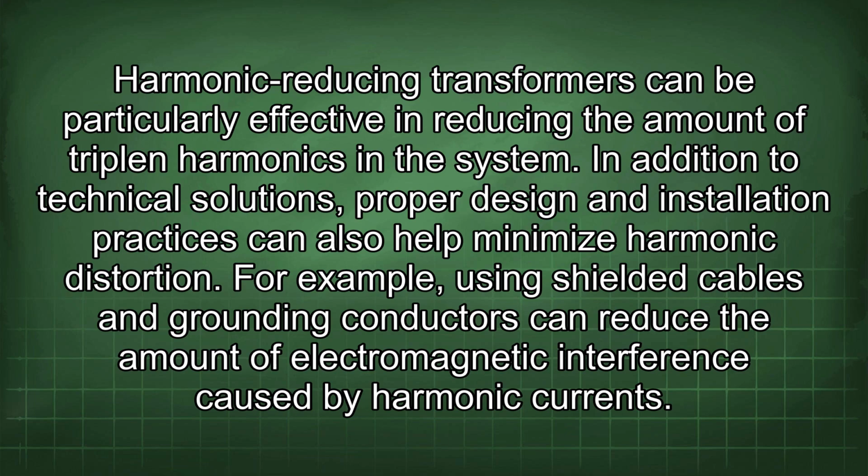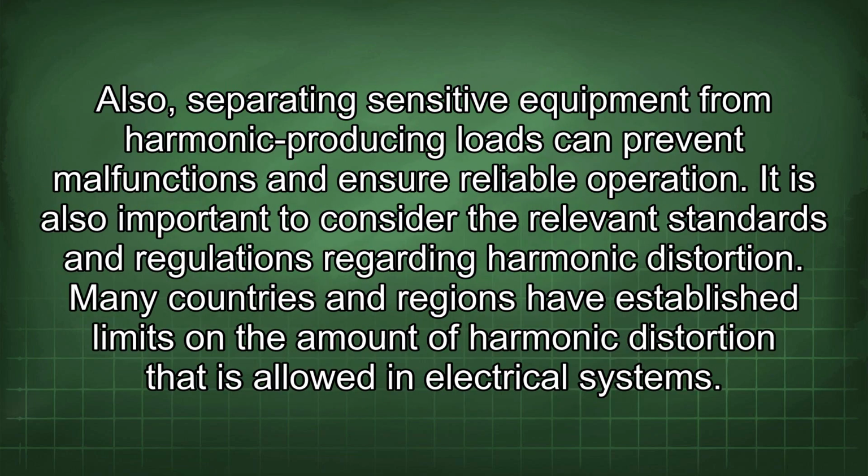In addition to technical solutions, proper design and installation practices can also help minimize harmonic distortion. For example, using shielded cables and grounding conductors can reduce the amount of electromagnetic interference caused by harmonic currents. Also, separating sensitive equipment from harmonic-producing loads can prevent malfunctions and ensure reliable operation.